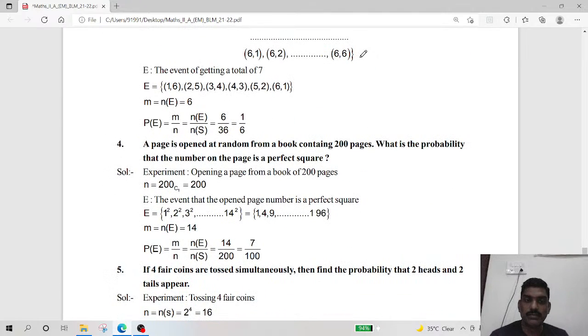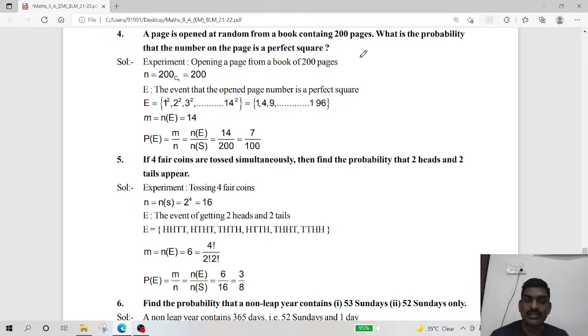A page is opened at random from a book containing 200 pages. What is the probability that the number on the page is a perfect square? Out of 200 numbers, how many perfect squares are there? 10 square is 100, 14 square is 196. So totally 14 possibilities are there. 14 out of 200.